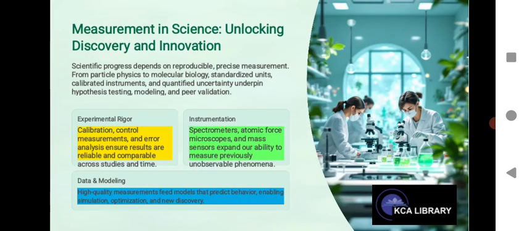Now, what of science? Scientific progress depends on reproducible, precise measurement. Science does a lot with measurement, from particle physics to molecular biology. Standardized units, calibrated instruments, and quantified uncertainty underpin hypothesis testing, modeling, and peer validation. There is a lot of data measurement in physics and in general science, and a lot of measurement and conversion from one unit to another.